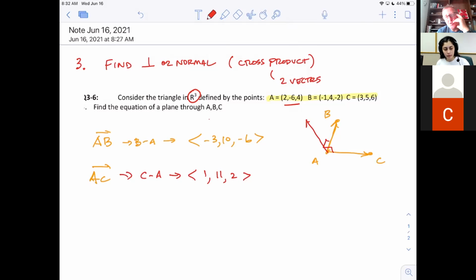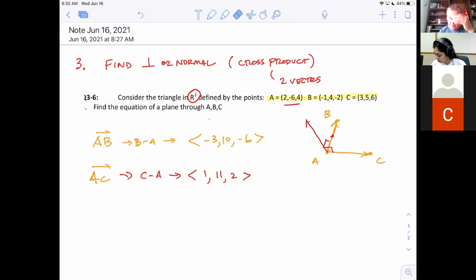Notice I went from A to B, but I could go from B to A. And I went from A to C, but I could go from C to A. I could also do B, C. I could go from B to C or from C to B. There's actually 6 vectors that you could make. Easy ones anyway. You could even make it worse and find the midpoint of this and then go over there. Any vector that you want will work. So I'm just going to do the easy ones.